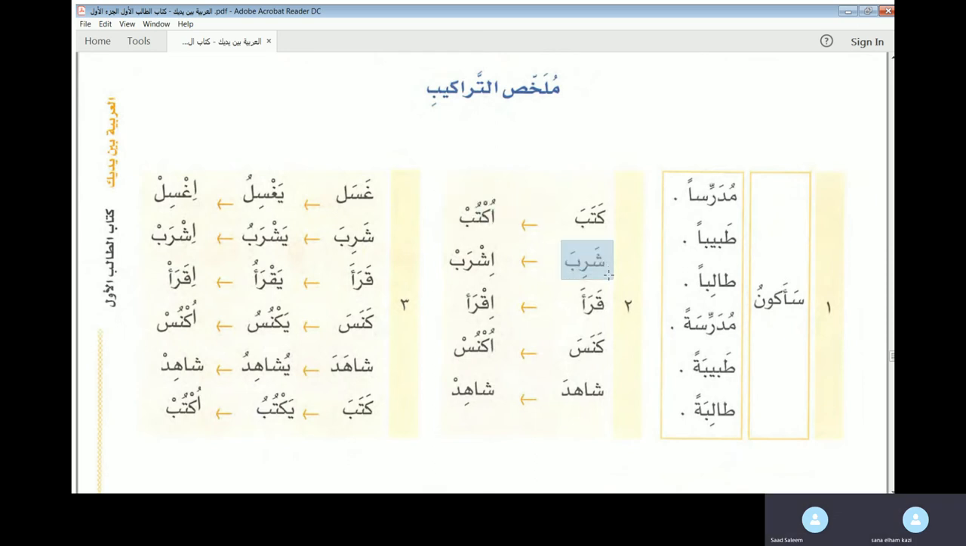Shariba, he drank. Yashribu, he is drinking. Ishrab, drink. Qara'a, he read. Yaqra'u, he is reading. Iqra, read.